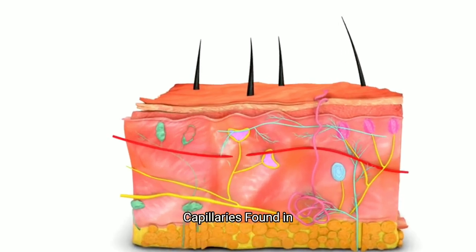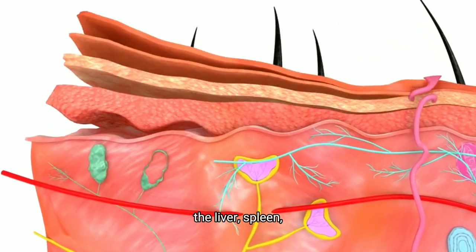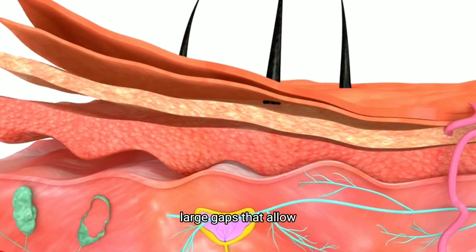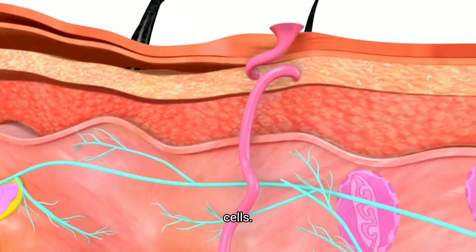3. Sinusoidal capillaries found in the liver, spleen, and bone marrow. Have large gaps that allow the passage of larger molecules and even cells.